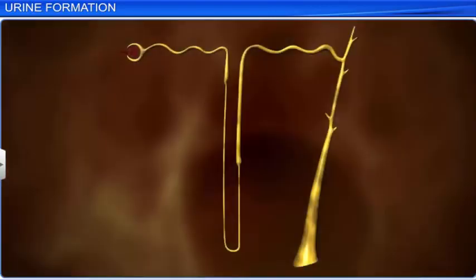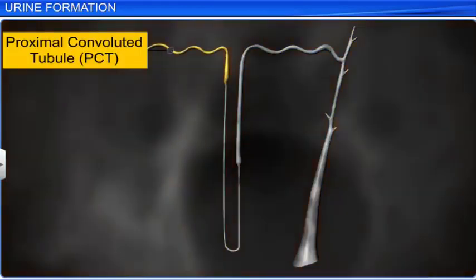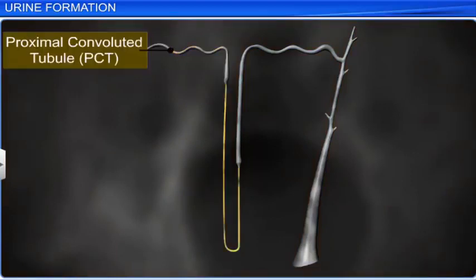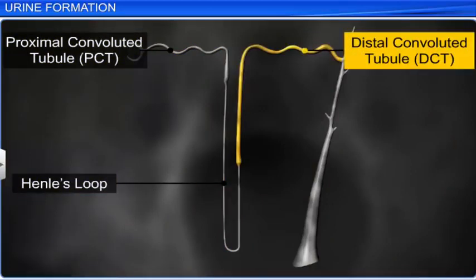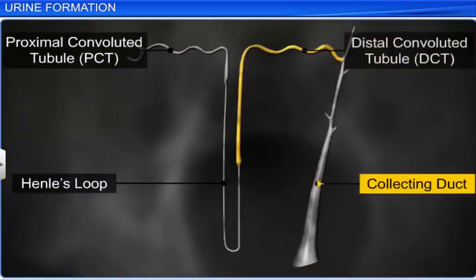This process of reabsorption and secretion occurs in different parts of the renal tubule, namely the proximal convoluted tubule or PCT, Henle's loop, and distal convoluted tubule. The collecting duct also takes part in the process.